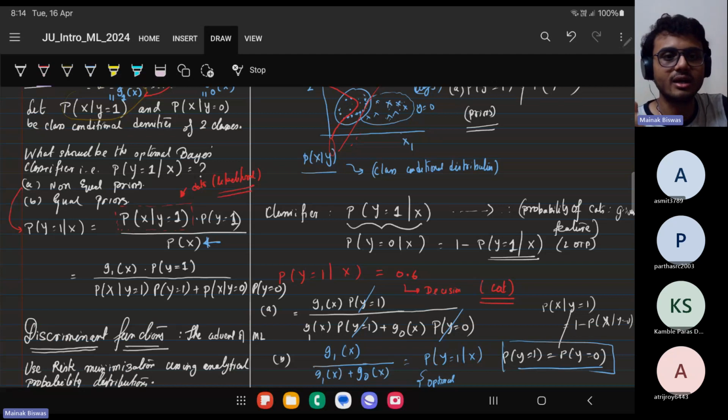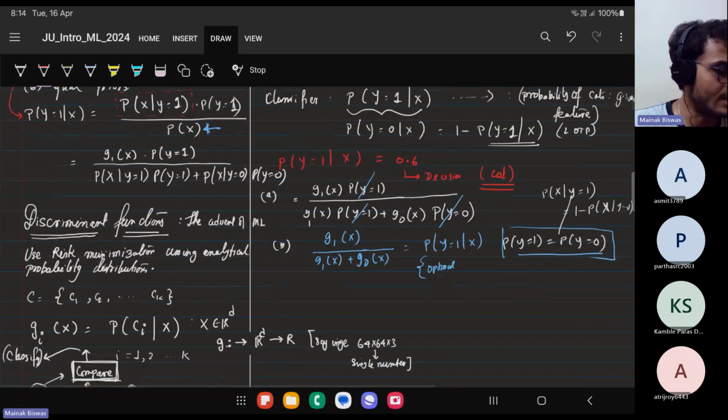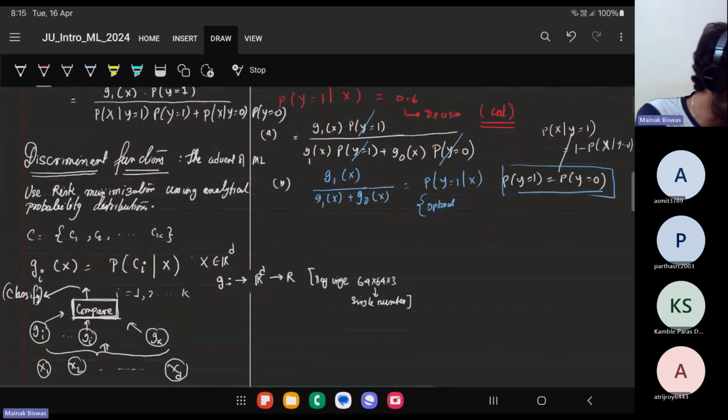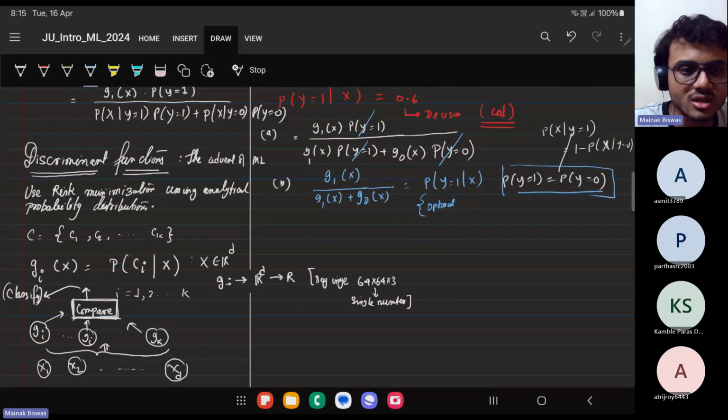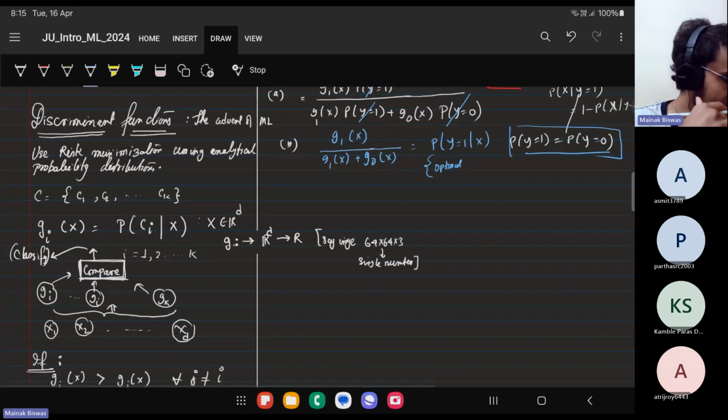Priors are known beforehand. The likelihood is learned from the data. That's the idea. Okay, so now that was a good warm up. Let's solve a different class of algorithm that is called discriminant functions. This is another way to take decisions in Bayesian learning or Bayesian decision making.